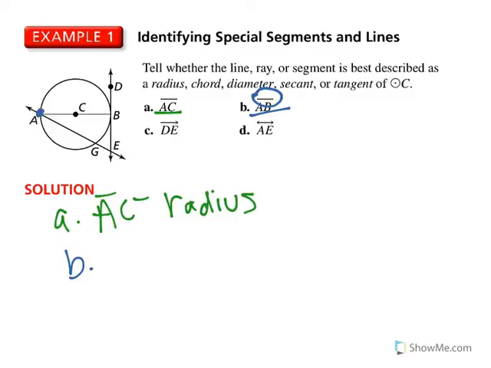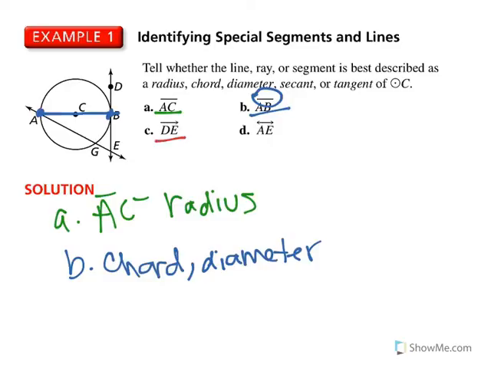And we have our two endpoints that are on the circle. It goes through the center, so it is actually a chord because we have two endpoints, but it's a special type of chord. Since it goes through the center, it's also the diameter.